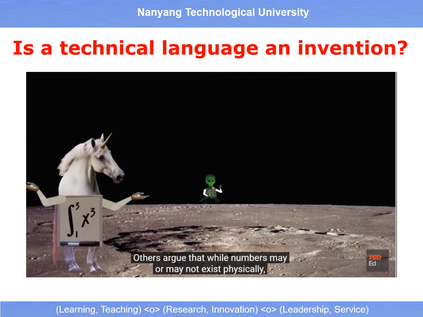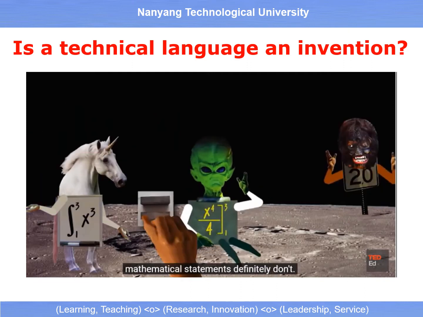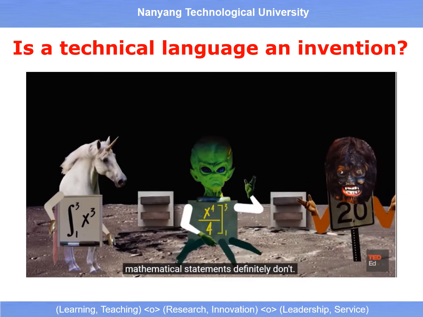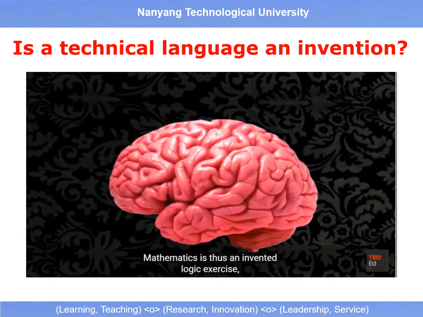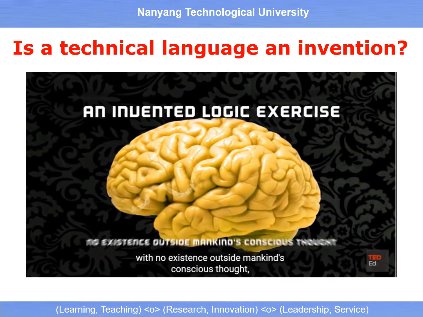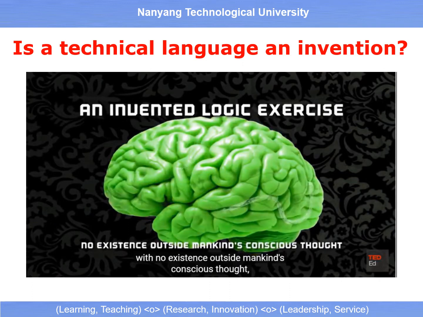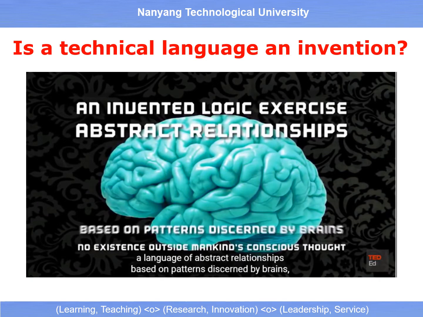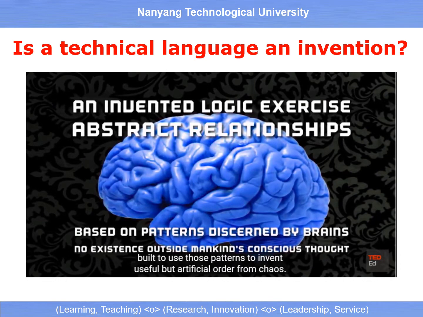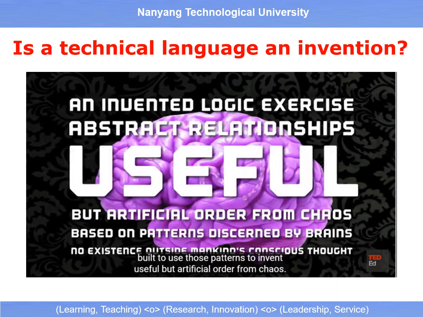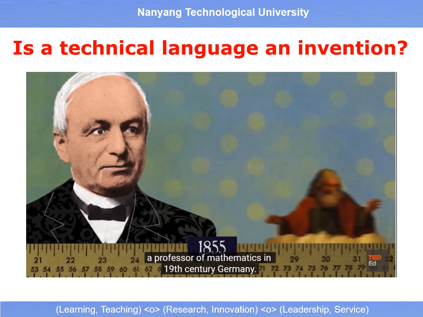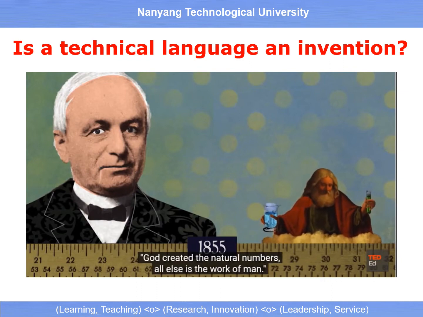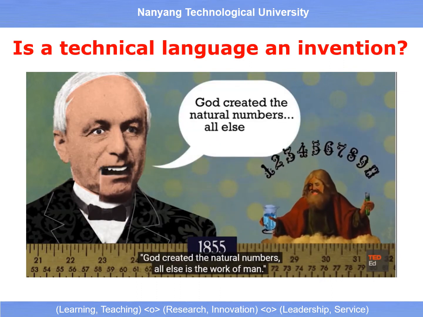Others argue that while numbers may or may not exist physically, mathematical statements definitely don't. Their truth values are based on rules that humans created. Mathematics is thus an invented logic exercise, with no existence outside mankind's conscious thought, a language of abstract relationships based on patterns discerned by brains, built to use those patterns to invent useful but artificial order from chaos. One proponent of this sort of idea was Leopold Kronecker, a professor of mathematics in 19th century Germany. His belief is summed up in his famous statement, "God created the natural numbers. All else is the work of man."